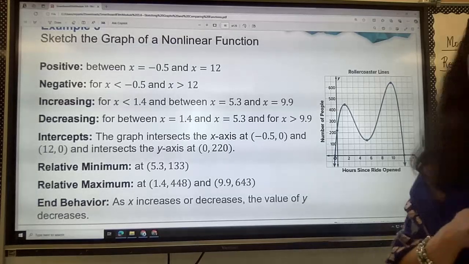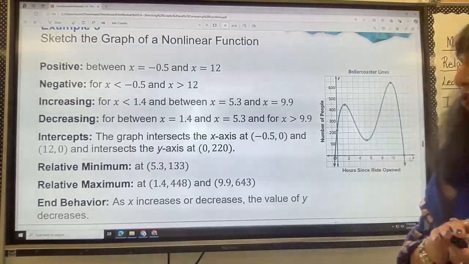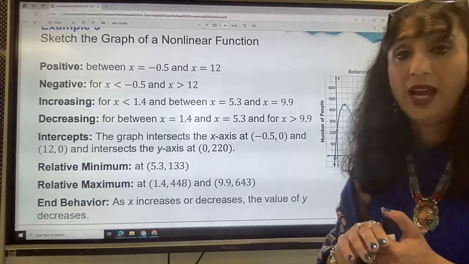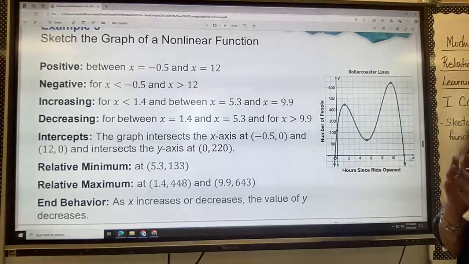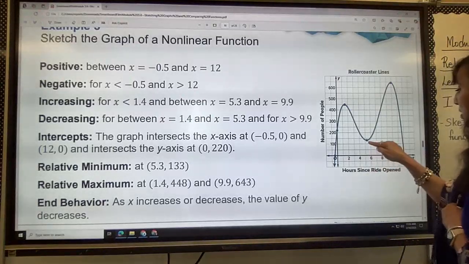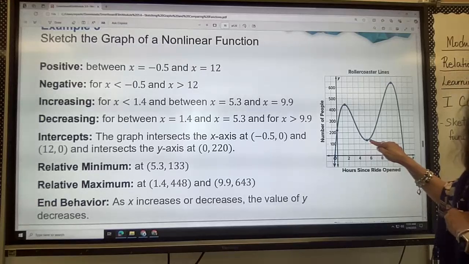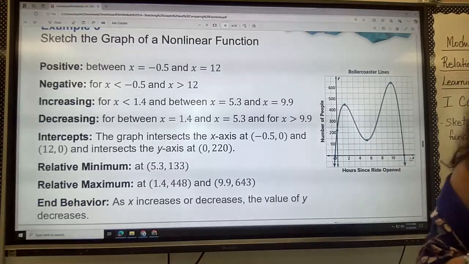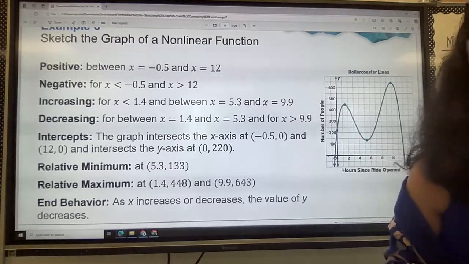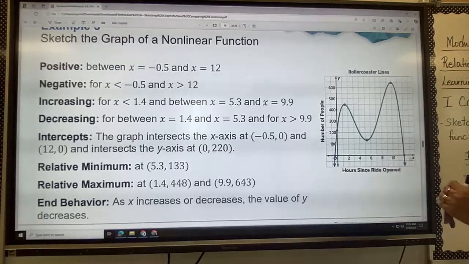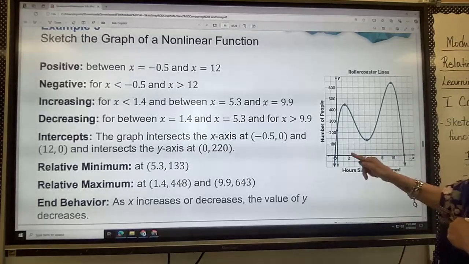Okay, and we have 133. So we have 5 3/10 and 133, and that is my ordered pair. So 5 3/10 and 133. So this is my relative minimum. Okay, and then let's look at the relative maximum. It is at 1 4/10 here.